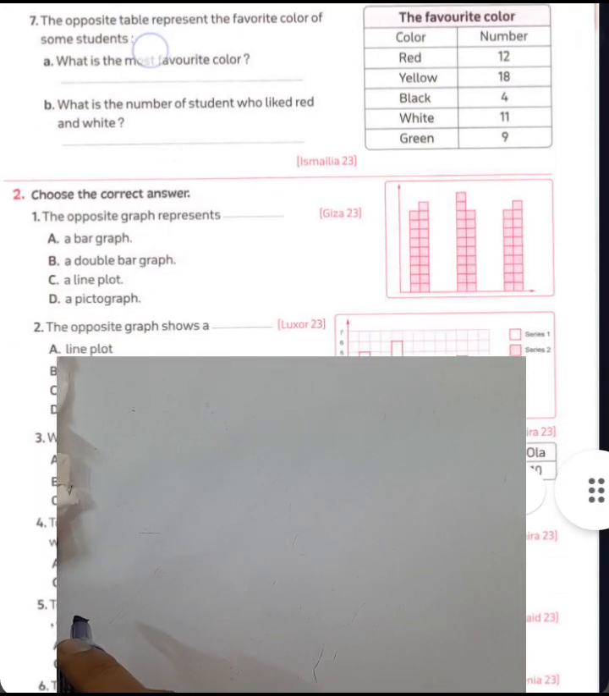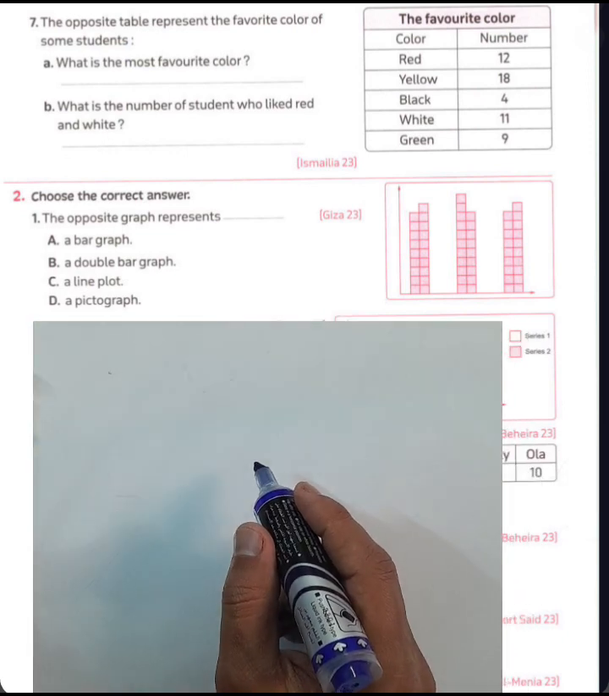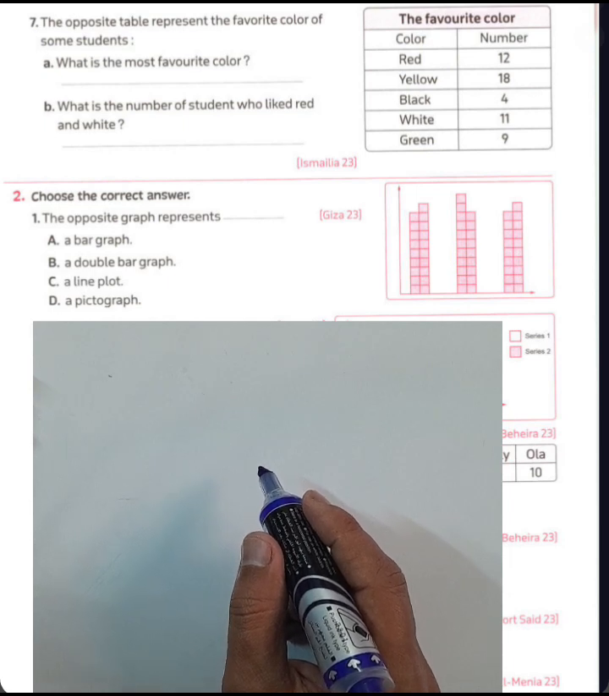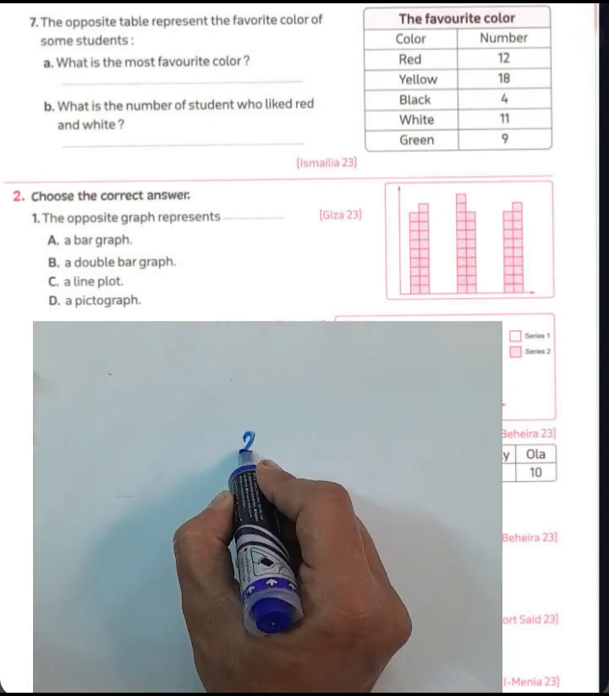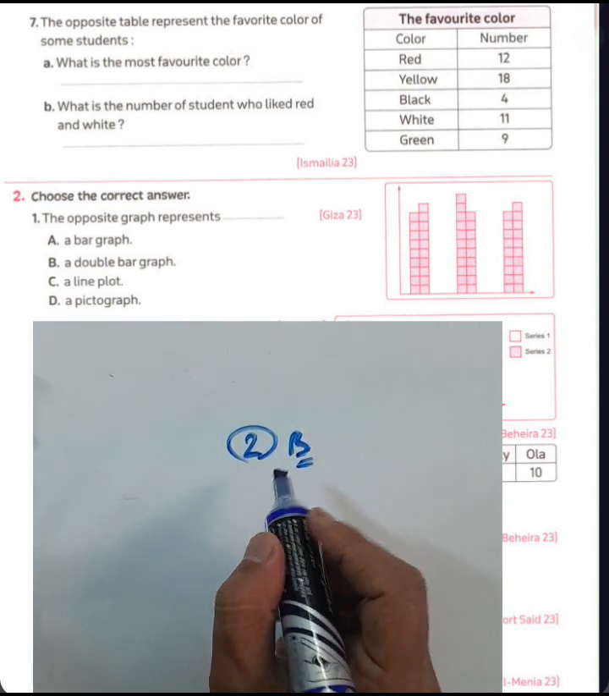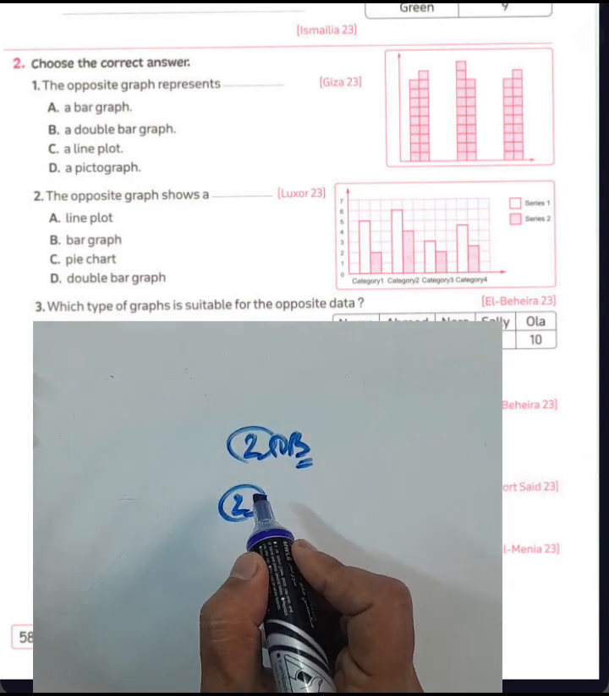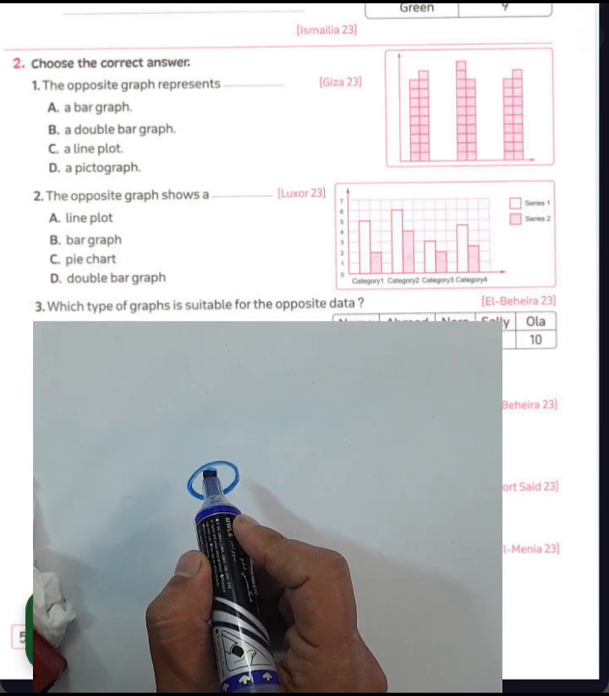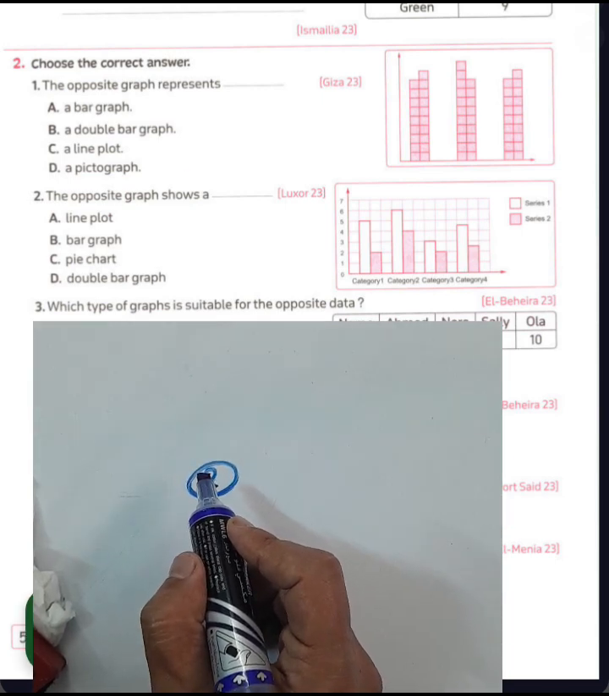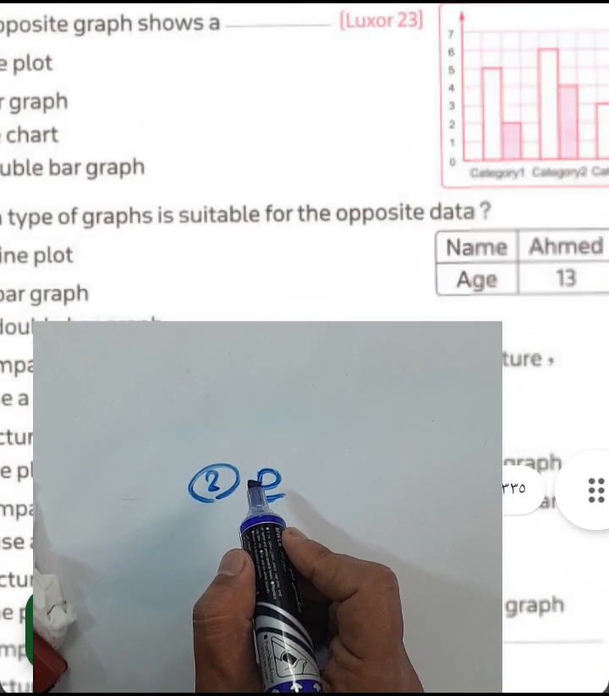Question number 2. Choose the correct answer from the table. The opposite graph represents, we have here a double bar graph. We call it a double bar graph. Okay. Question number 1, choose letter B. Question number 2, the opposite graph, choose. Question number 2, we have again a double bar graph. Choose letter D, this double bar graph.